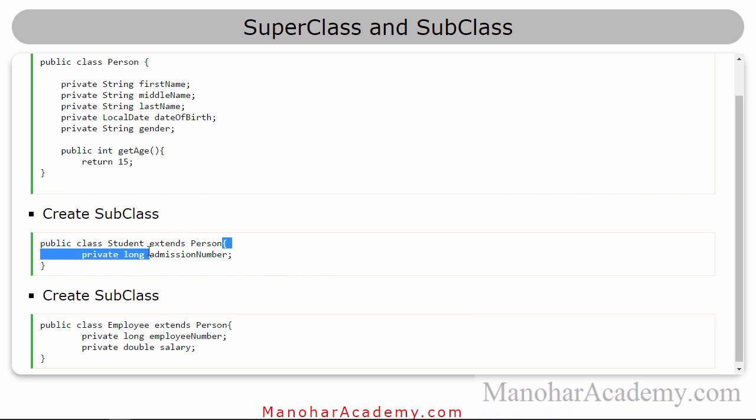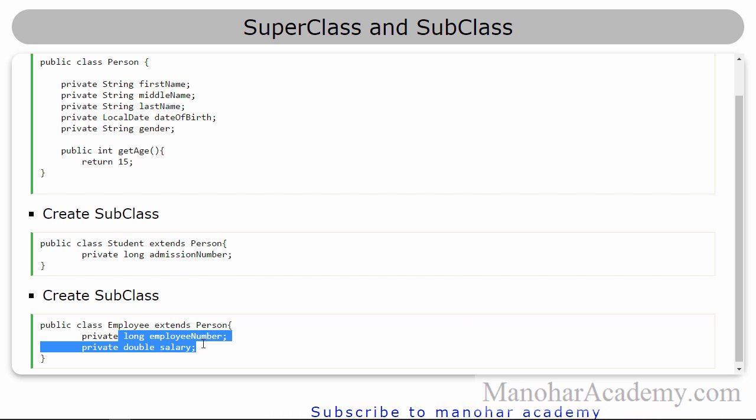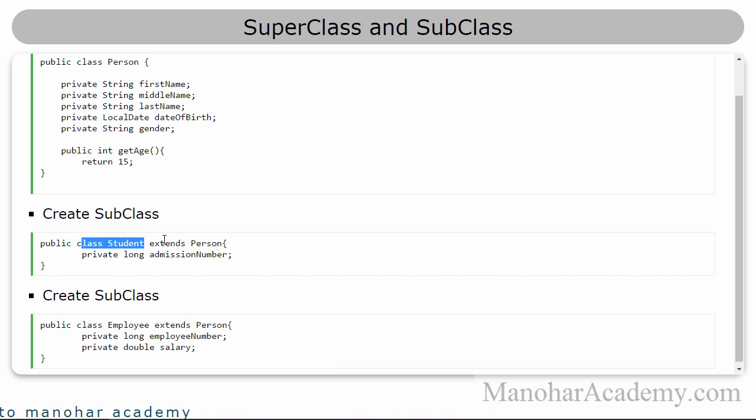After extending, whatever is specific to the new class, in this case the student class, we will define those fields and methods also. So here the setters and getters for the admission number will be there. Similarly, in the employee class, we are defining employee number and salary and the required getters and setters. So this is how we create new classes from existing classes through inheritance.